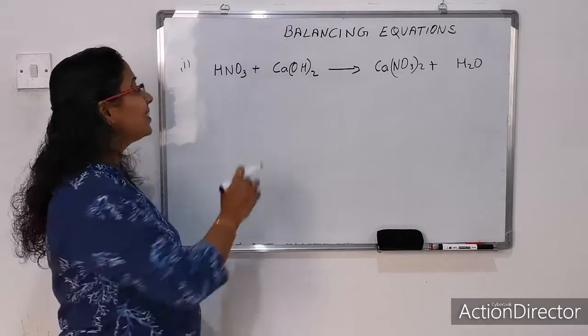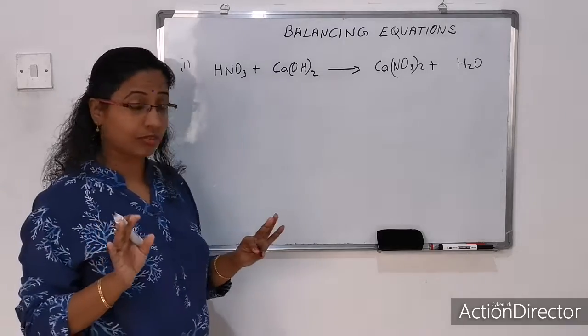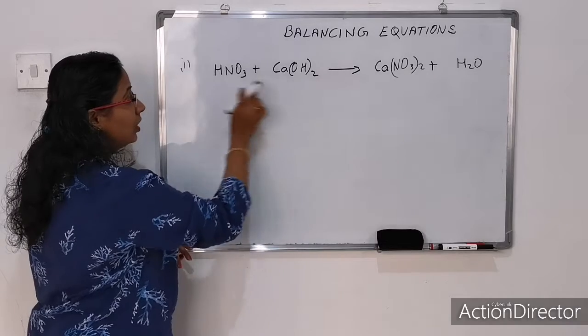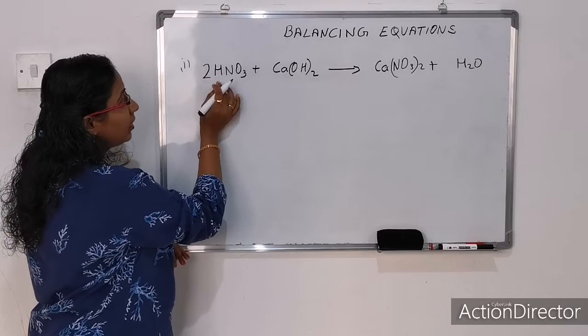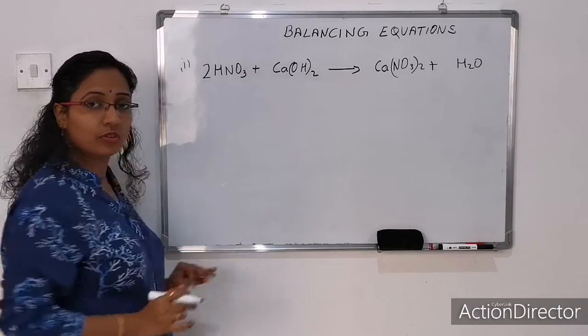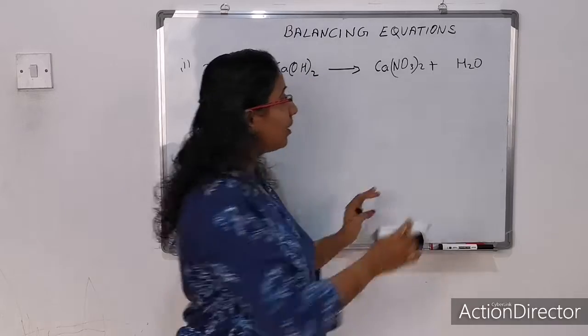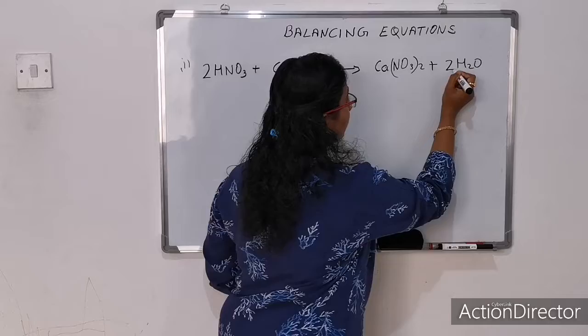So this is HNO3. I am trying to balance H. Clear? This is 2, that is 2, this is 1. So if I write 2 over here, this becomes 2 plus 2, 4, right? And now this H2 I can make 4 by adding 2.